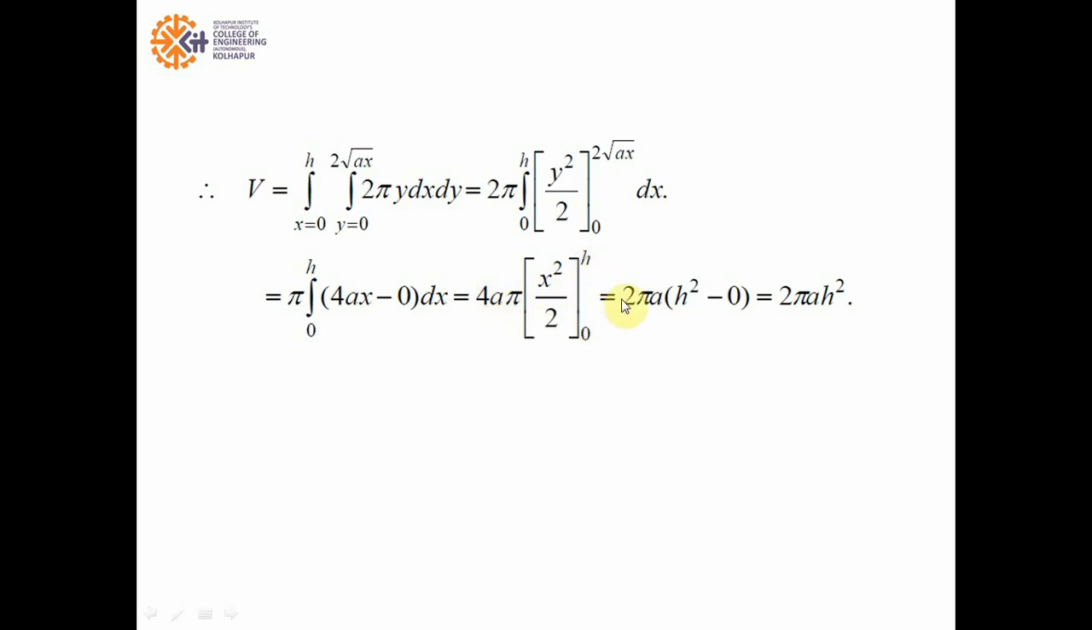Simplify these constant terms, we get 2 pi a, replace x by upper limit, so we get h square minus, when you put x is equal to 0, that term is 0, and we get the answer 2 pi a h square. So this is the volume generated by the parabola about x-axis.